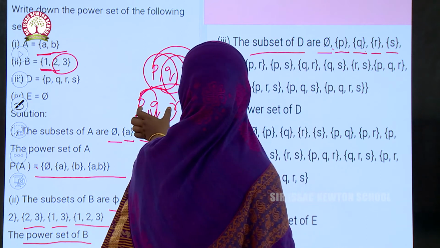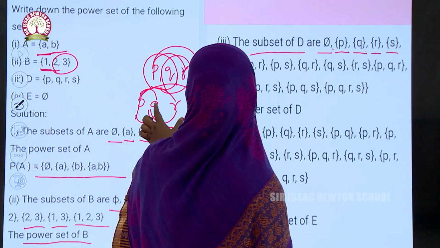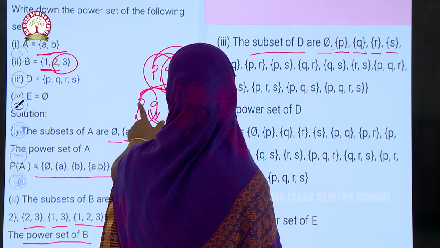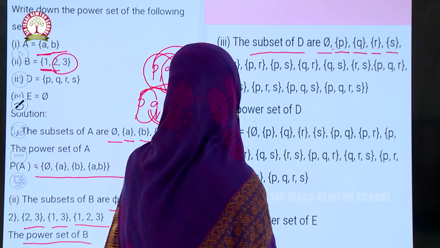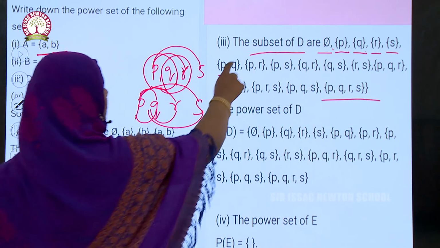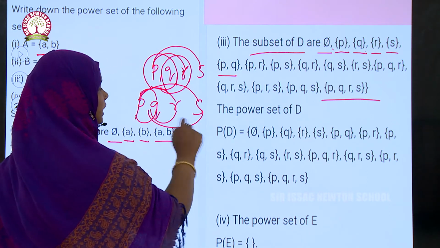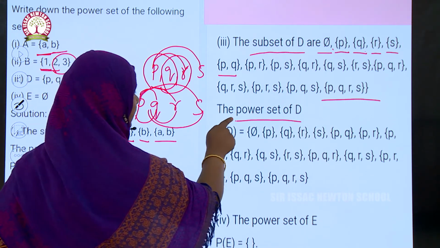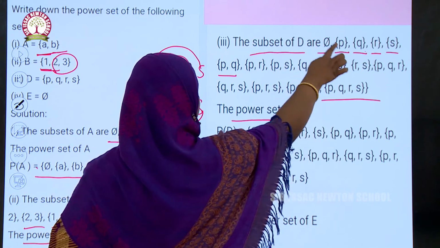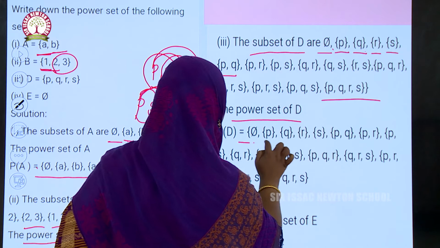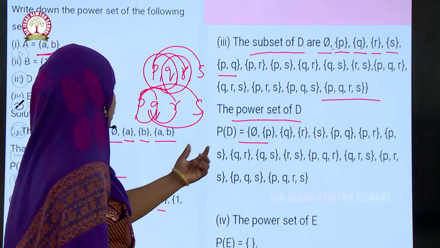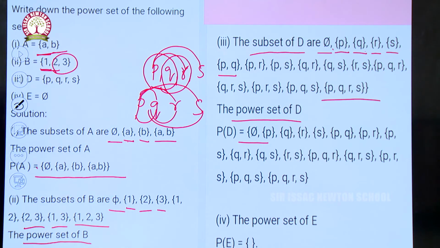Next with 3 elements: P, Q, R. Next one, Q, R, S. Next one, R, S, P, and S, P, Q, and then with all the 4 elements, P, Q, R, S. Okay. So these are the possible subsets of D. And what is the power set of D? You have to write the set of all possible subsets. These are the subsets. So write all the possible subsets within the set braces, which is the power set of the set D.